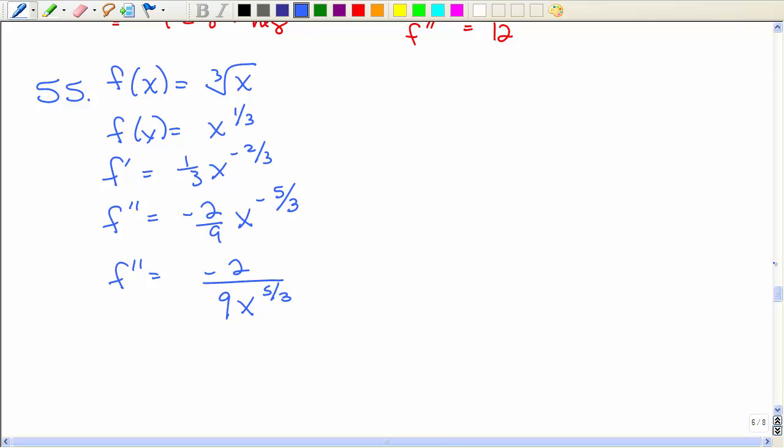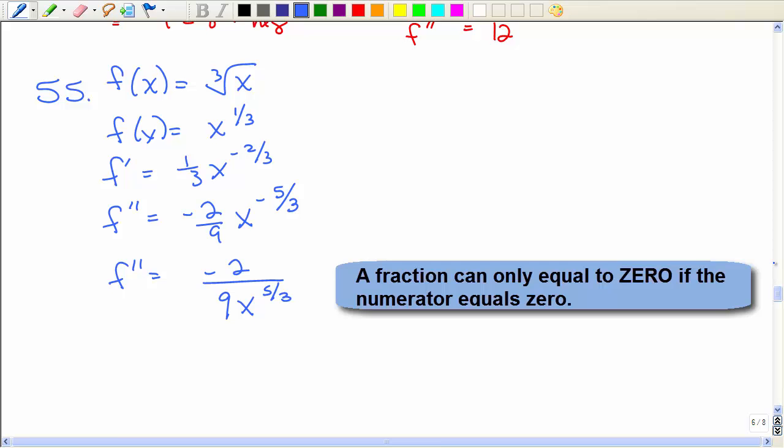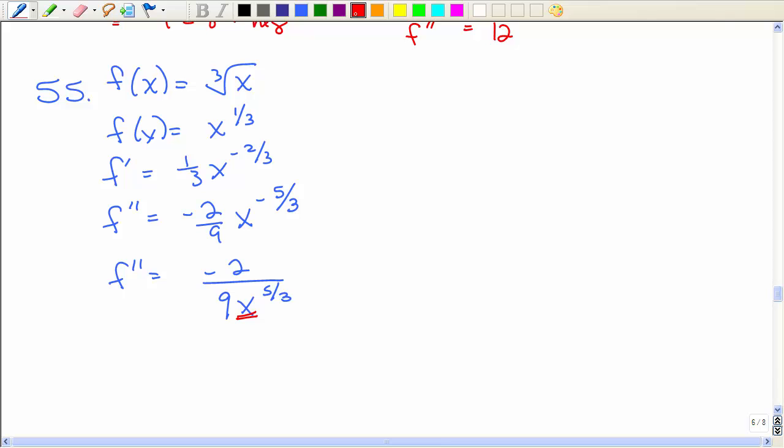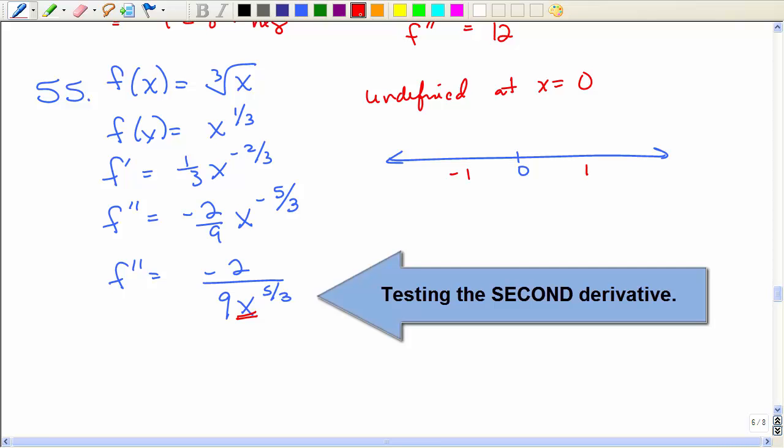And so that's our second derivative. So we want to know when that second derivative equals 0. And as you recall, that would be never, because a fraction can only be 0 if the numerator is 0. But it's undefined when x is 0 because you can't divide by 0. So it's undefined at x equal to 0. So that's the only point we have to test on our number line. So we want to test to the right of it and to the left of it.